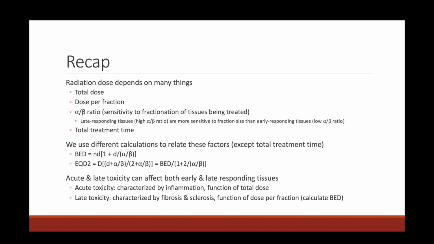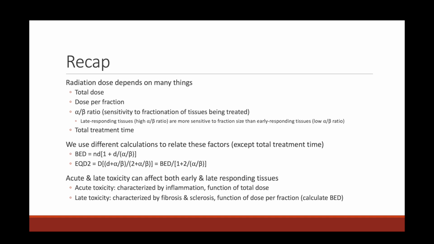The other thing we should remember from that previous lecture is that early responding tissues and late responding tissues should not be confused with acute and late side effects of radiation. Both early and late responding tissues can have acute side effects as well as late side effects. Acute side effects happen either during the course of radiation or in the immediate couple of weeks that follow radiation. Just like any acute injury, they are characterized by inflammation, and acute side effects are generally a function of the total dose.